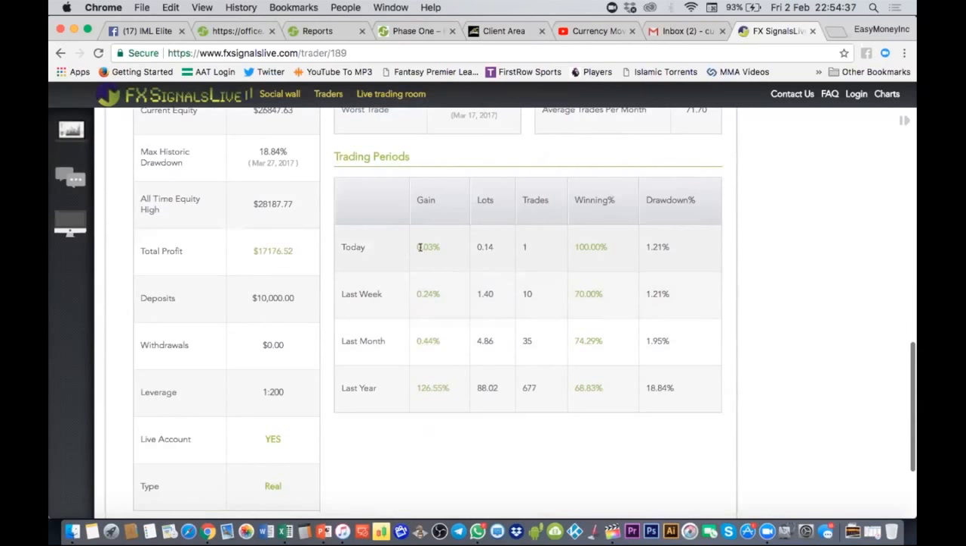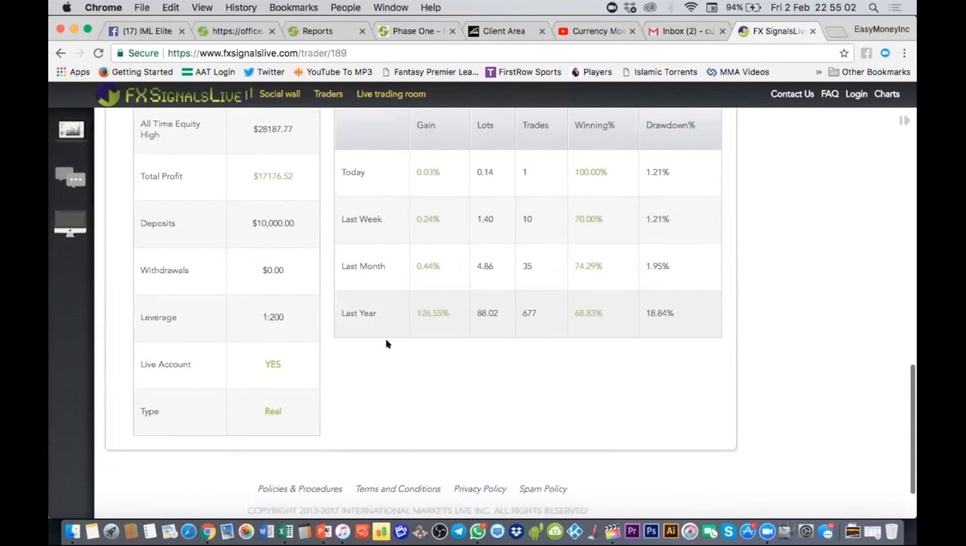And this account has grown by 0.03 in just today. Most banks don't even give you 0.001, okay? So that just goes to show you how powerful this is. Last week, he's done 10 trades, 7 out of 10 were successful, okay? With a 70% win streak, and that account has grown. Your account would have grown by 0.24 if you were trading with that account, okay, guys?